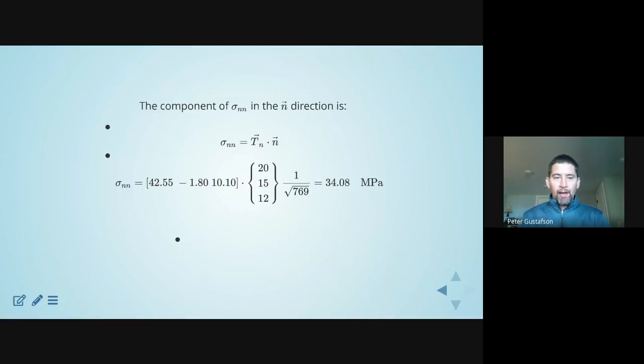So sigma nn now is known. That is the magnitude of that component of stress. And so from that, of course, we can calculate the normal component of the traction vector, it just multiplies that times the direction. So T sub nn is equal to 34.08 n.